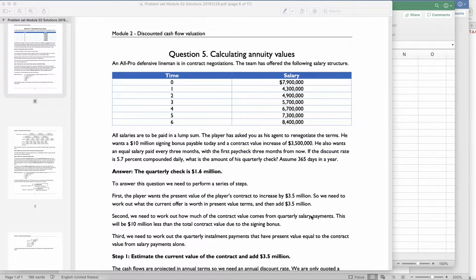This is Module 2, Question 5. This is a really complicated question, so we're going to take it one piece at a time.